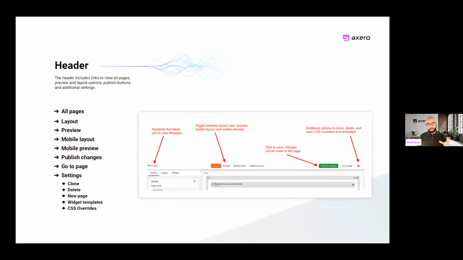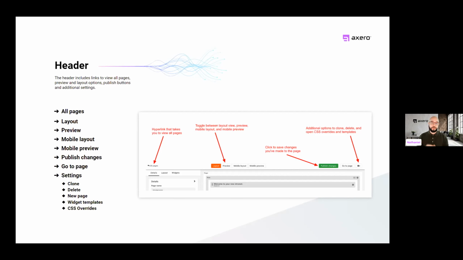And then the last tool that's part of this interface is going to be your header. So your header is going to contain more of your administration type tools. It's going to have a link to take you back to all the page builder pages you're working with. You'll be able to navigate between the layout view of your page where you're dragging and dropping all of your widgets, and the preview. So before you decide to publish it and save your changes, you can actually see your work by switching back and forth between the layout and the preview. There's also a mobile layout and a mobile preview.